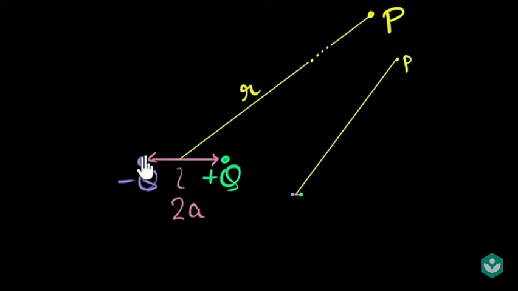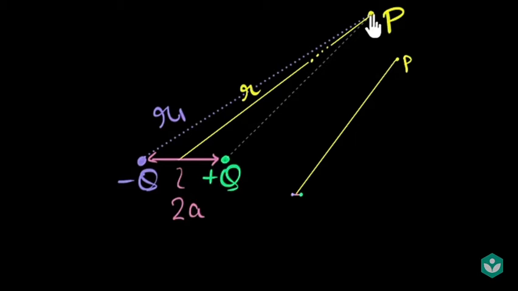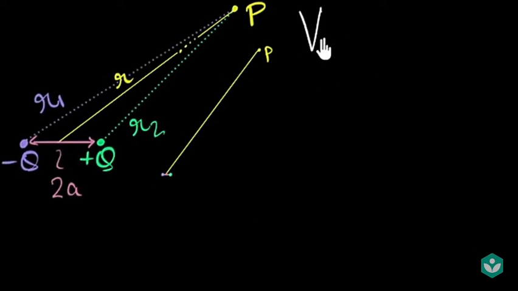So I am going to draw some lines from here. Let's call the distance from here to here r1. So this is my r1, and from here to here, let's call that distance r2. And now in terms of r1 and r2 we can write down the electric potential, which is due to the plus q and the minus q.